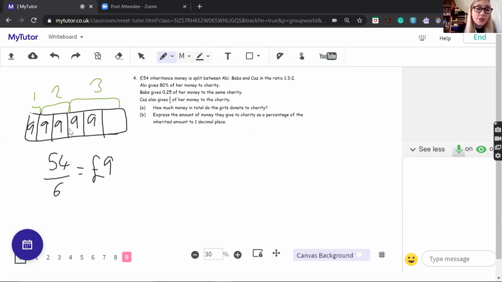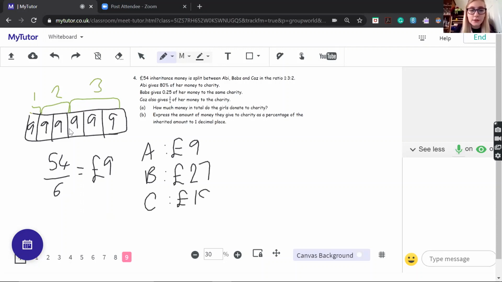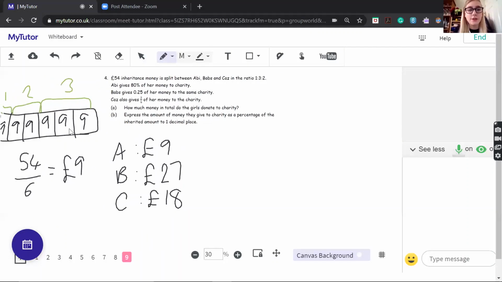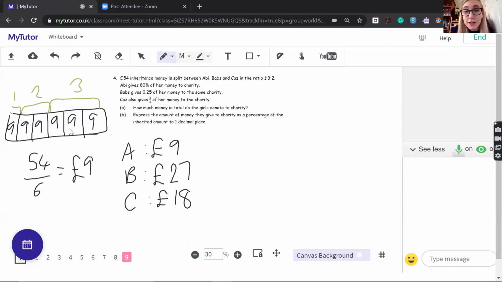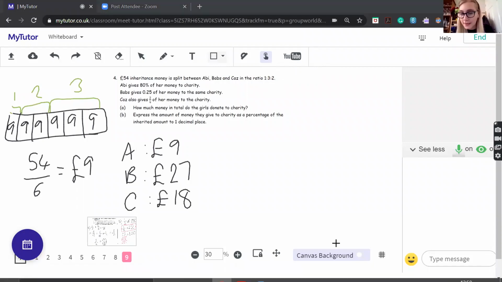I know I'm going over the ratio part quite quickly, but that's because I want to get more onto the fractions, decimals, and percentages bit. So this means that Abby gets 1 of those chunks. Babs gets 3 of those chunks. And Kaz gets 2 of those chunks. So we've worked out using the ratios, which, like I said, are just fractions in disguise, because it's really just saying that Abby gets 1/6 of it, and Babs gets 3/6 and Kaz gets 2/6. Hopefully that makes sense.